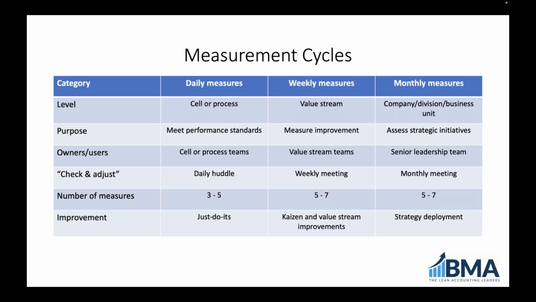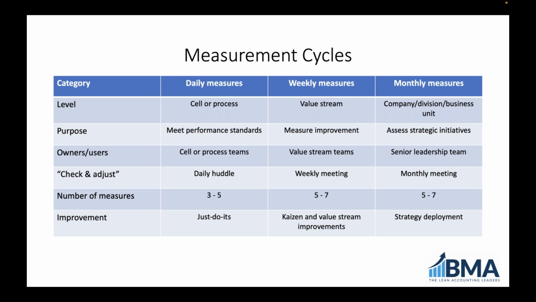So in general, there are three measurement cycles: daily, weekly, or monthly, based on how often you measure. You can also look at it based on the level in the organization. It could be the cell or process level, the value stream level, or the company or business unit level. I have a tendency to use daily measures and cell measures interchangeably, and value stream and weekly measures interchangeably.